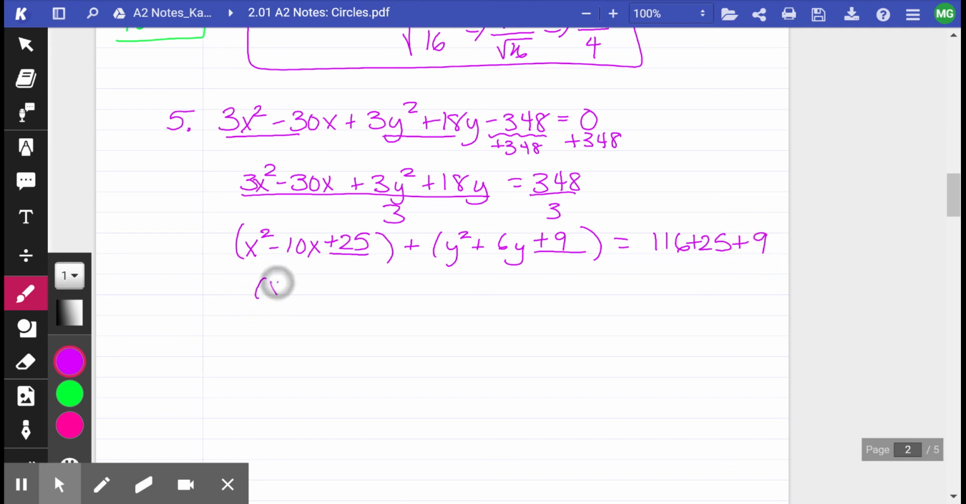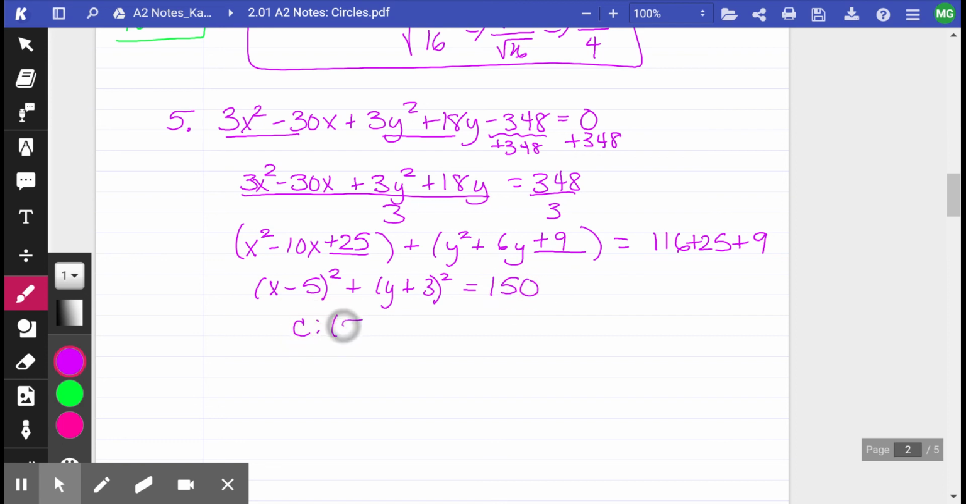And then write this as a perfect squared binomial, so that'd be x minus 5 quantity squared plus y plus 3 quantity squared. Again, what times itself gives you 25, and what plus itself gives you -10, would be -5. Or think about it as just dividing the middle term by 2, and that's what goes here. Or think about it as whatever it was before you squared it. We add those together, we get 150. So that's our center radius form.